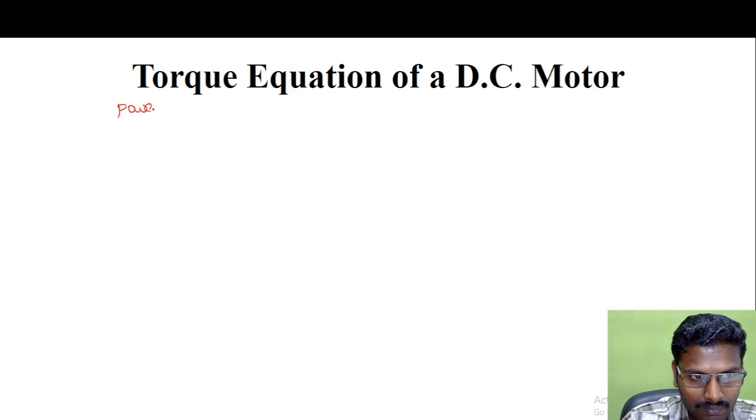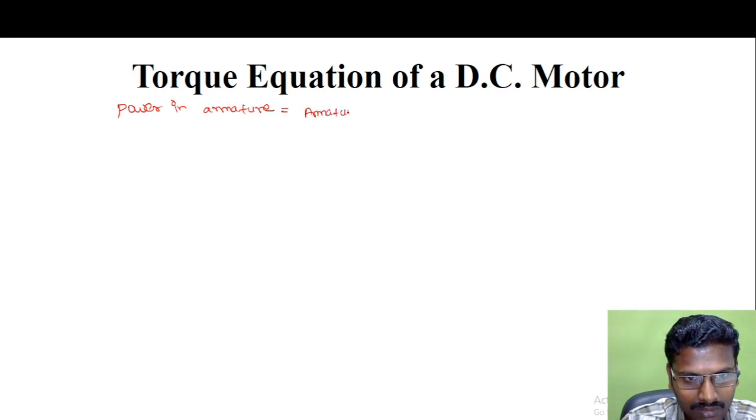Power developed in the armature is equal to armature torque into omega. This is the relation we already have from the power equation of the DC motor. So power developed in the armature is equal to armature torque, the torque produced in the rotor or armature conductors, into angular speed, right?